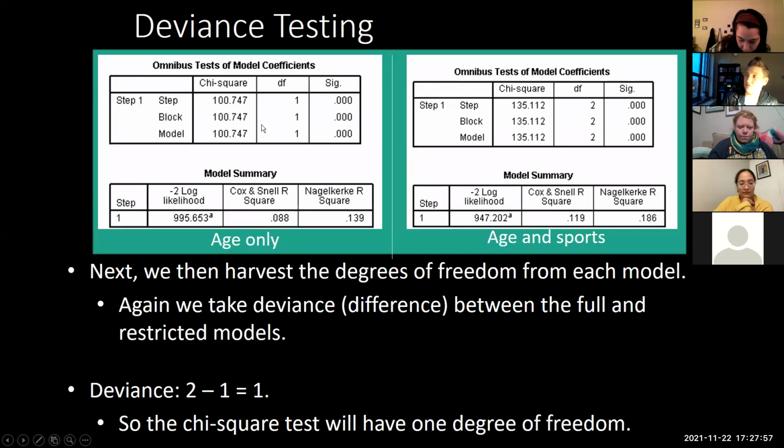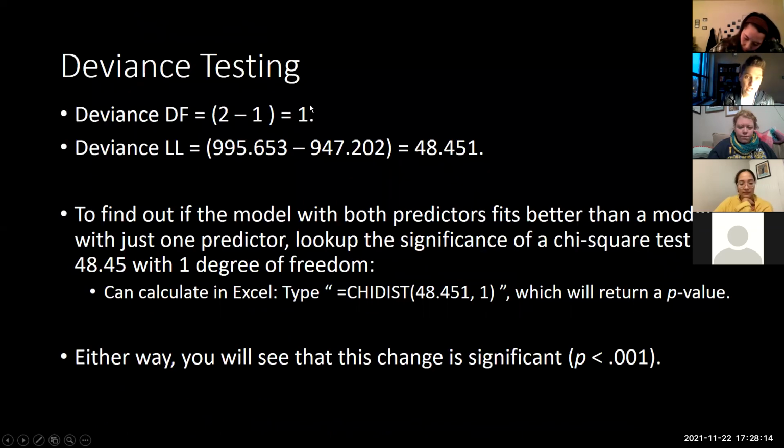And we get the degrees of freedom from our other table here. With age only, we have 1 degree of freedom. With age and sports, we have 2 degrees of freedom. And so the difference between that is 1. So we would just look up a chi-squared test in the back of a book or in an Excel table to determine whether we've done a good job at explaining more variance in the model with this deviance test. So you could say degrees of freedom is 1, and our deviance log likelihood is 48. And then you can use Excel to tell you whether this is a statistically significant amount of variance we've explained.